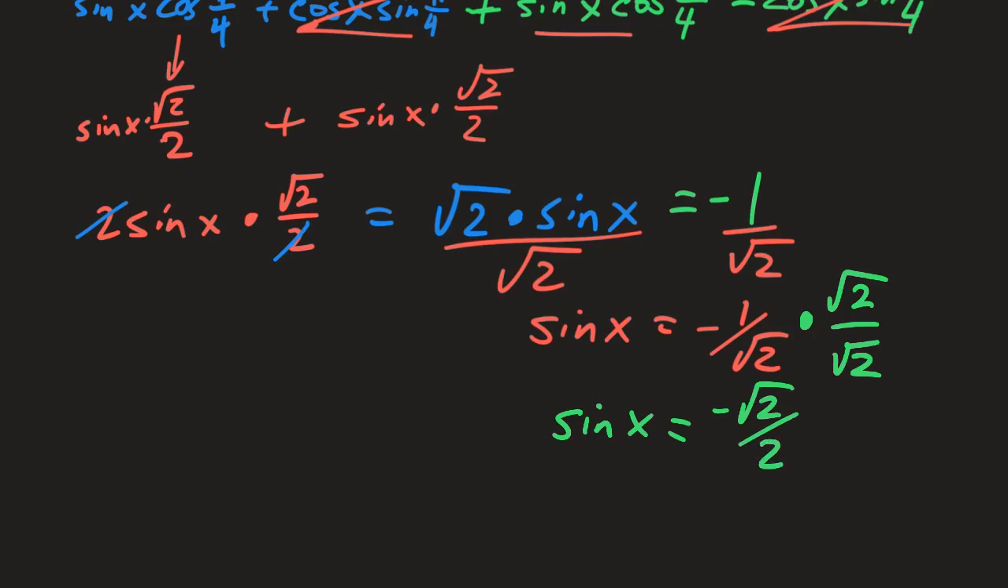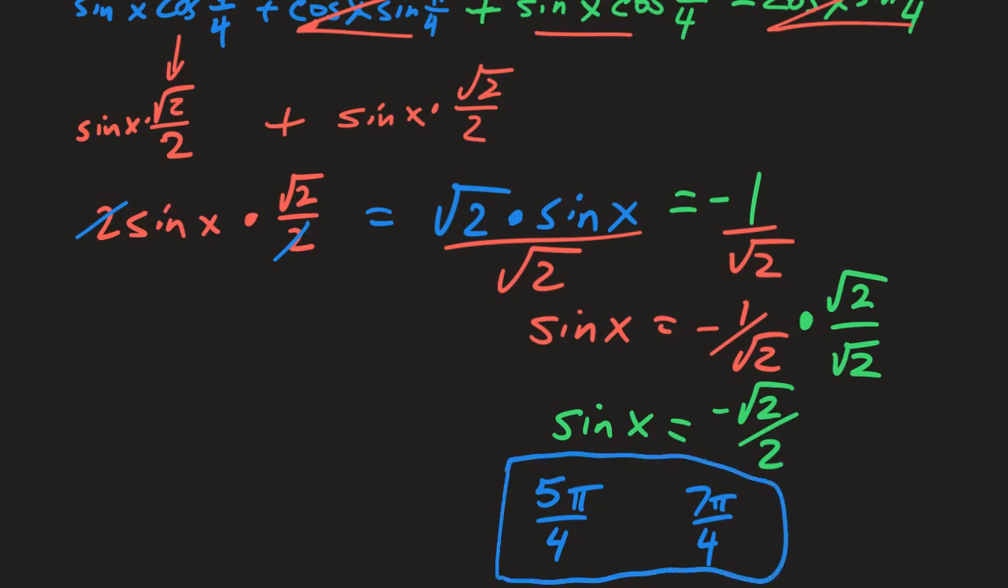And this we can find on the unit circle. So what angles will be my solution for this? I'm hoping that you find 5 pi over 4 and 7 pi over 4. Since this does have a restriction, we only want solutions between 0 and 2 pi. These are going to be my actual full solutions. I don't have to include the plus 2 pi n on there.